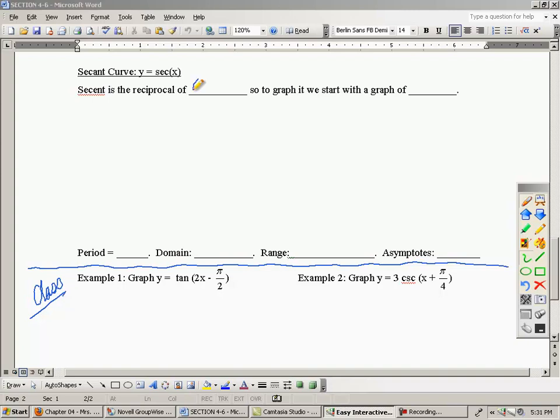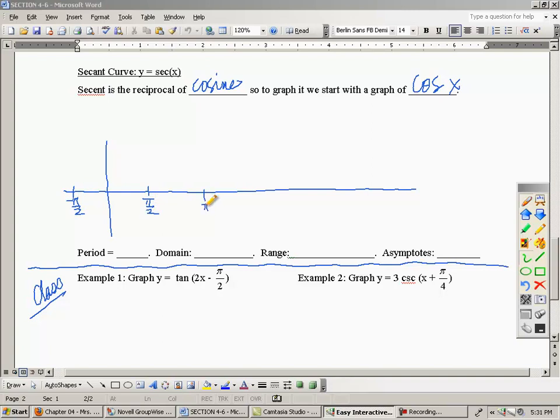So secant is the reciprocal of cosine. Okay, so again, I'm going to start with the cosine curve. So here we go. I'm just trying to see how nicely I can make this. Let's see if we can do that again, hopefully without all of the table mess that we had before. But let's do it -pi over 2. And I'm going to start with my pi over 2's.